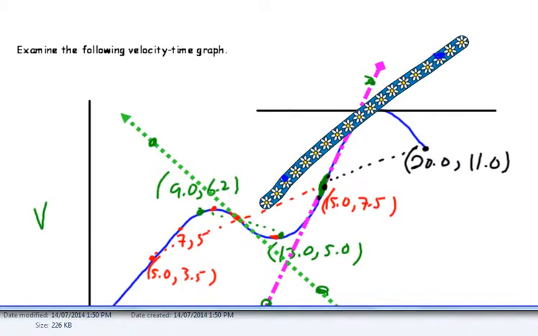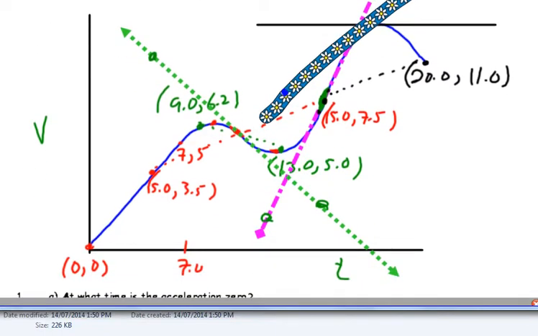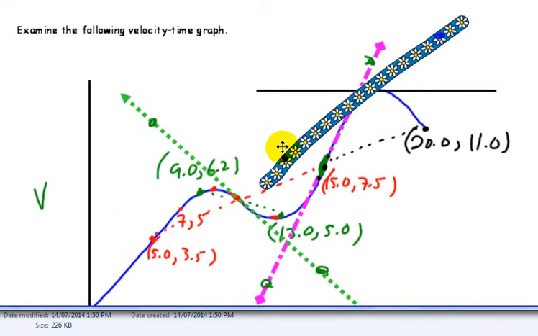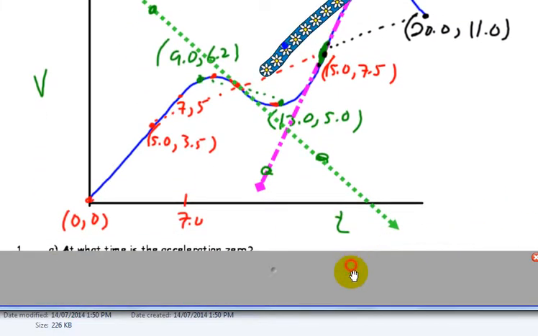Okay, so examining the following VT graph. Now mine's kind of cluttered up here. Yours is nicer. I got a little crazy with the flower power here, but just ignore that for now.